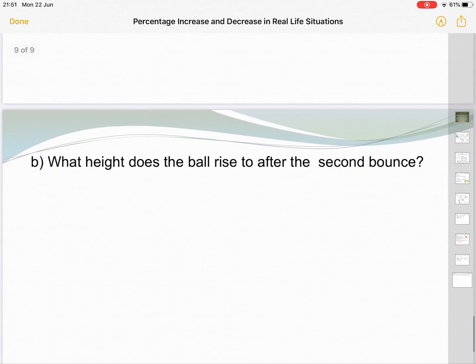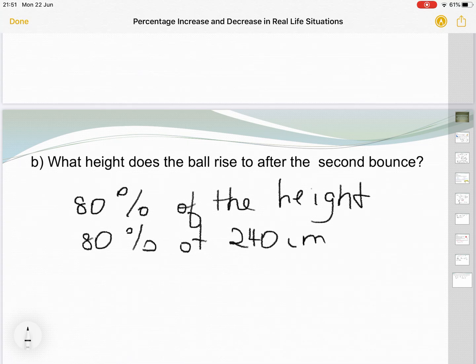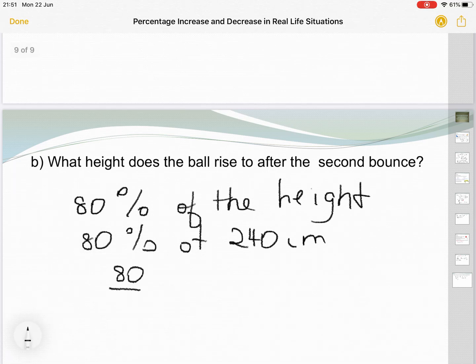Now, what height does the ball rise to after the second bounce? All right, after the second bounce, the ball only manages to rise 80% of the height. So it manages to rise, boys, 80% of the 240 centimeters. Okay, we can write 80% as 80 all over 100. Instead of "of", I can write the multiplication sign and then 240 centimeters.